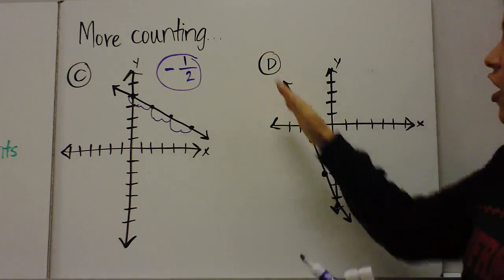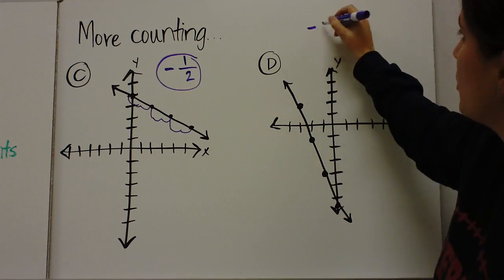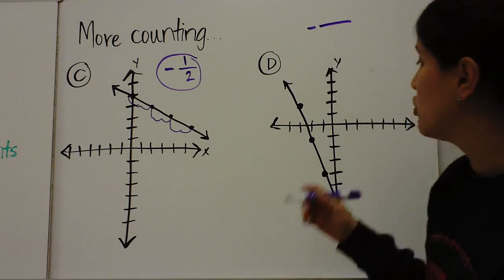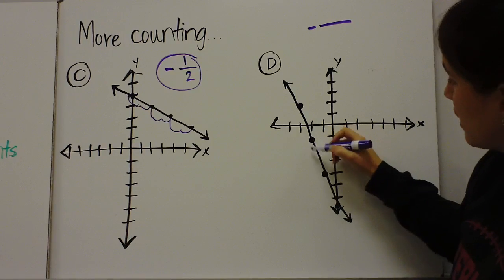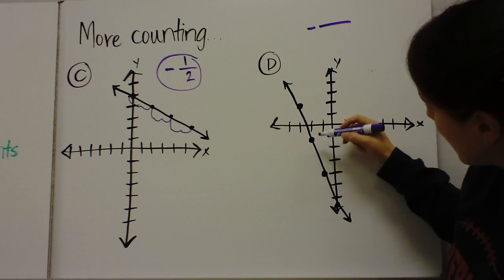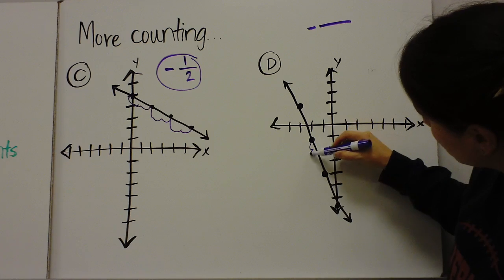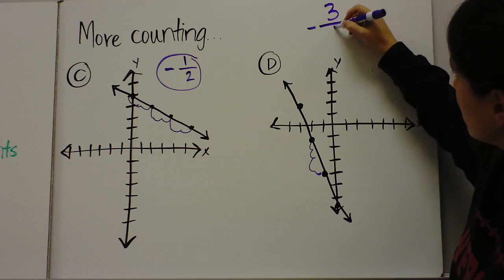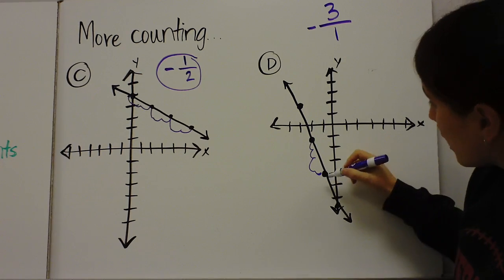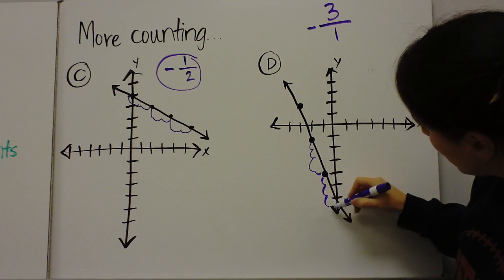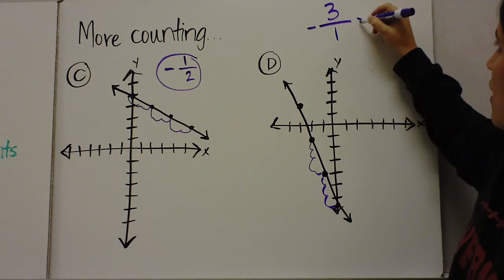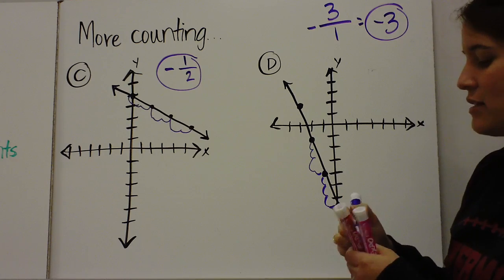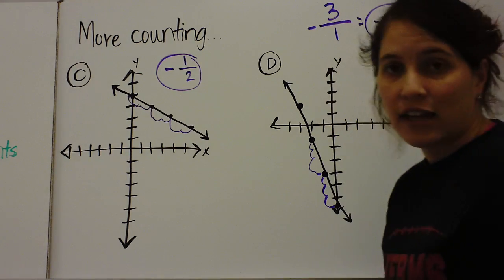Example D is also a negative, so I'm going to go ahead and put my negative. And I'm going to count my rise over run. You could pick any 2 points. So let's pick these 2. I'm going to go down 1, 2, 3, and then over 1. And if I want to double check, I'm going to go down 1, 2, 3, and over 1. And negative 3 over 1 is just negative 3. That is my slope, negative 3.